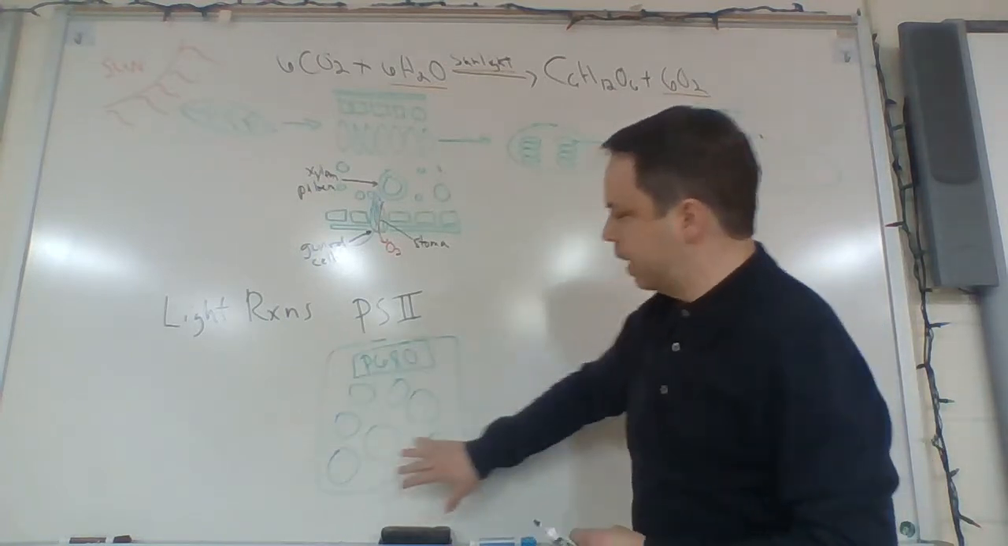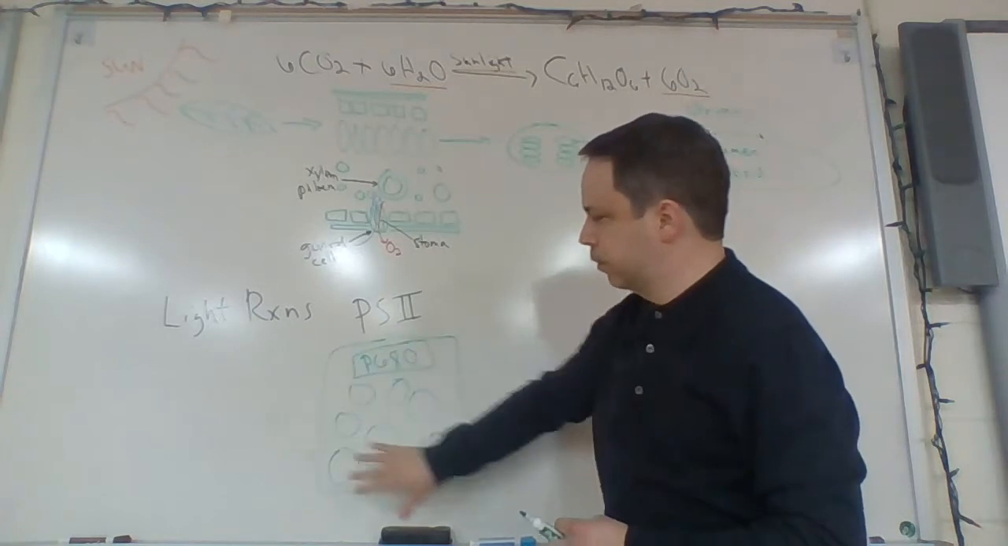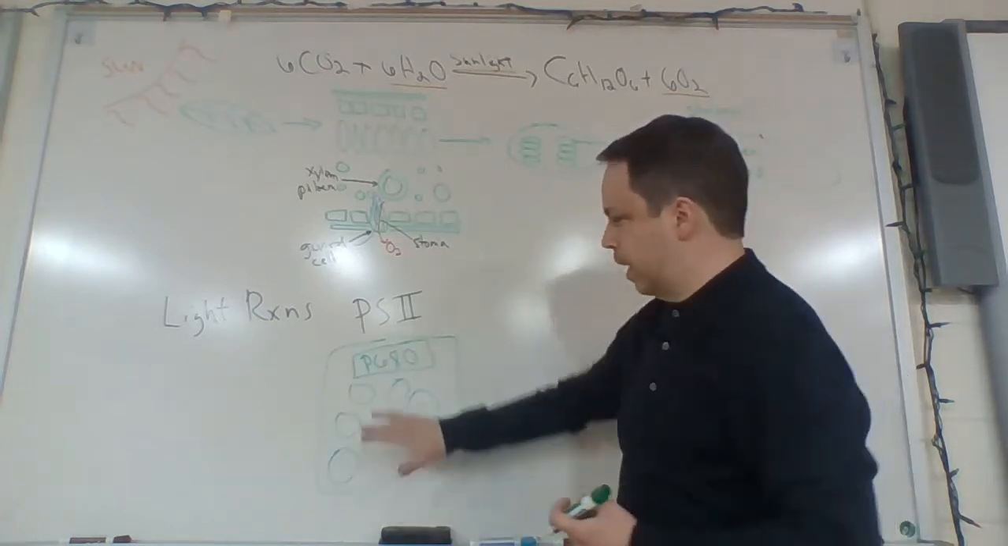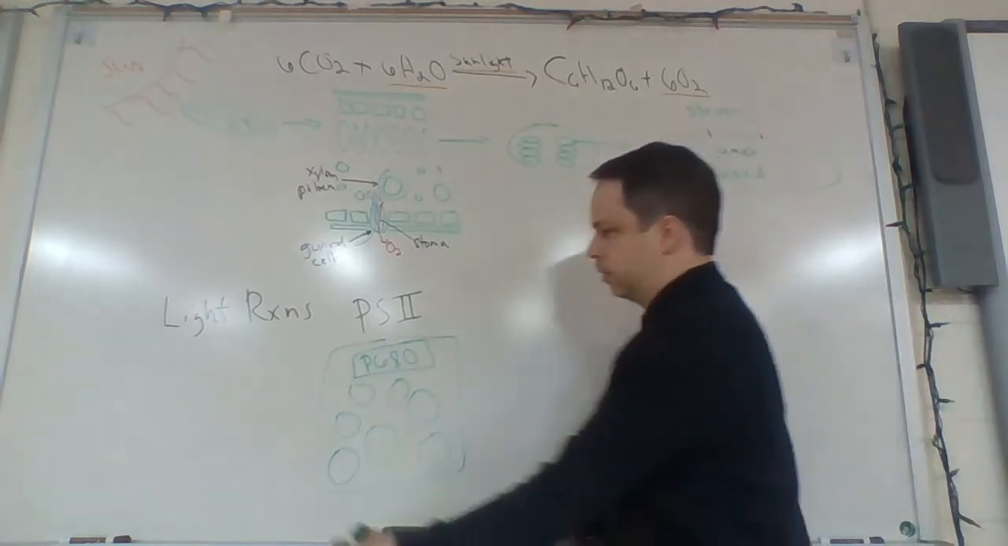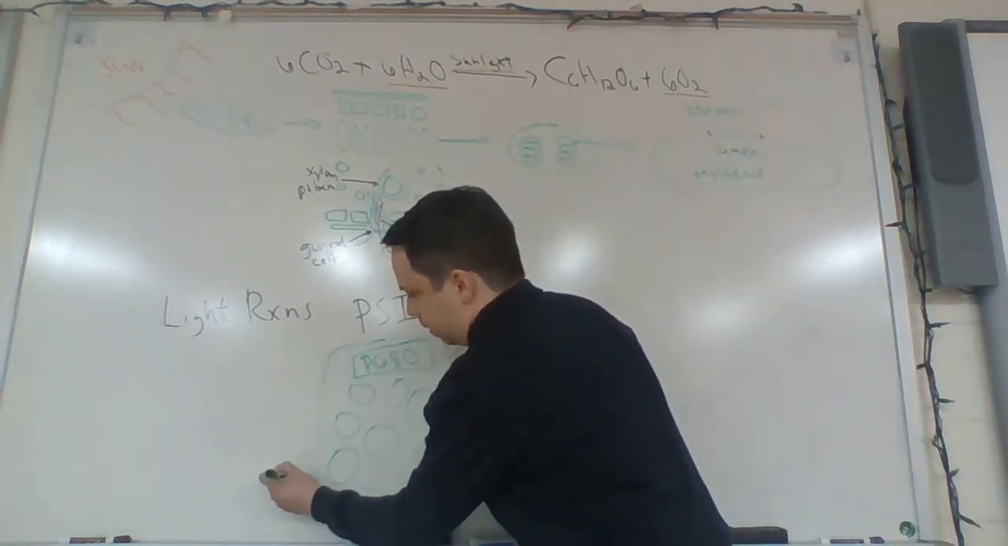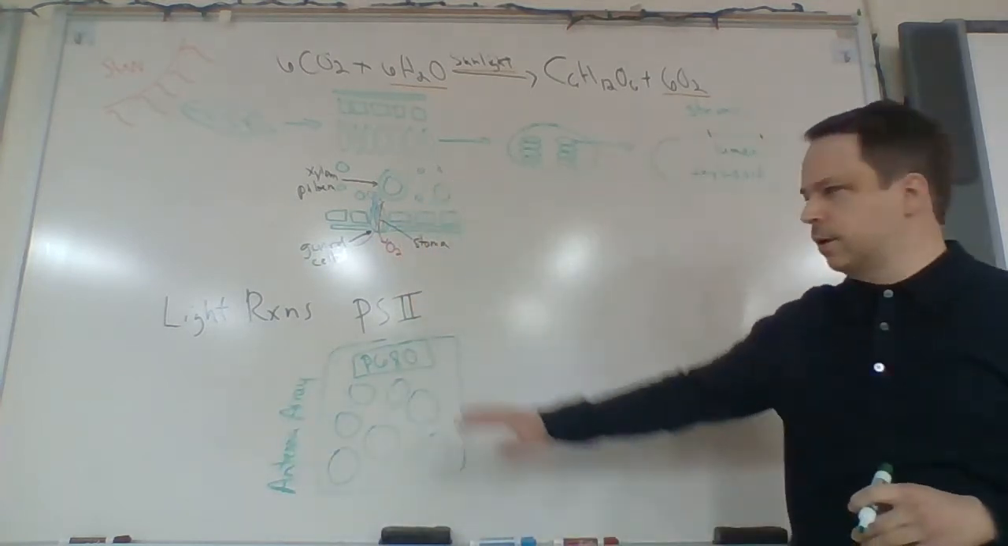So this whole thing right here, this photosystem 2 structure, where you have harvester pigments and a reaction center, that whole thing together is called the antenna array. Okay, so antenna array.